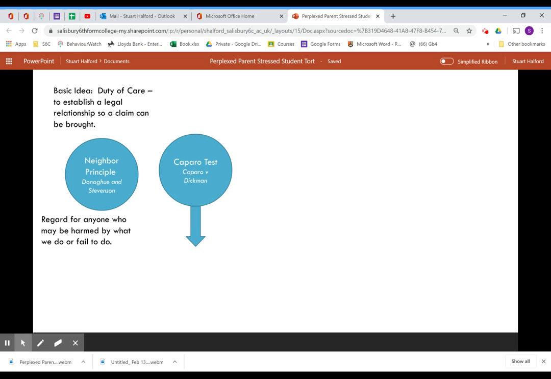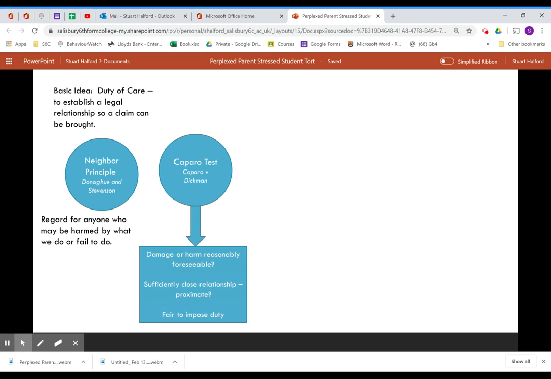So the neighbour principle says we should have regard for anyone who might be harmed by what we do or what we fail to do, and that's called an omission. This was further developed in the case of Caparo v Dickman and established what was called the three-part Caparo test, which is a disputed idea in law, but we don't need to deal with that right now. So the Caparo test asks three questions. Was the damage or harm reasonably foreseeable? Was there a sufficiently close relationship between the defendant and the claimant? And this is the word proximate. Was there a proximate relationship? And is it fair to impose a duty on the defendant?